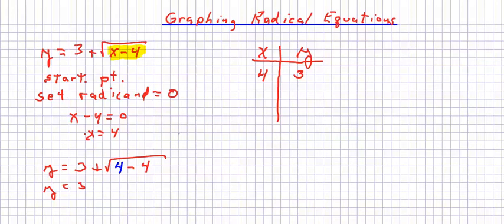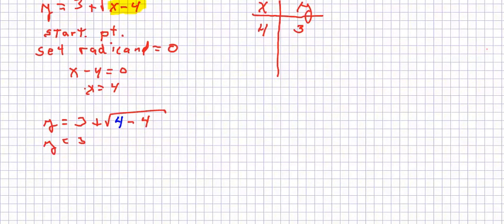Now, because we know the square root of 1, we set x minus 4 equal to 1. We know the square root of 4, we set x minus 4 equal to 4. We know the square root of 9, so we set x minus 4 equal to 9. And so forth until we run out of space on our graph paper. So if x minus 4 is 1, x would be 5. X minus 4 is 4, x would be 8. X minus 4 is 9, x would be 13.